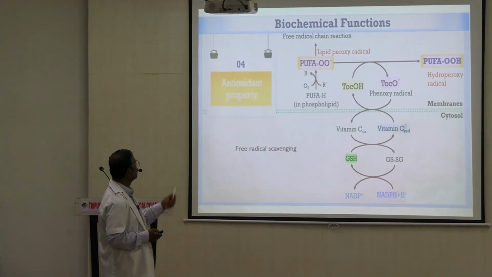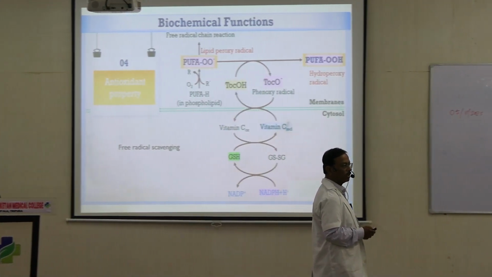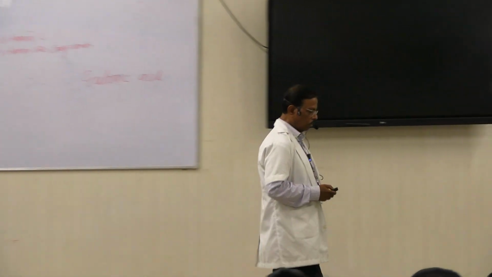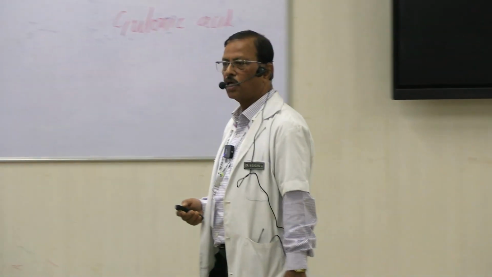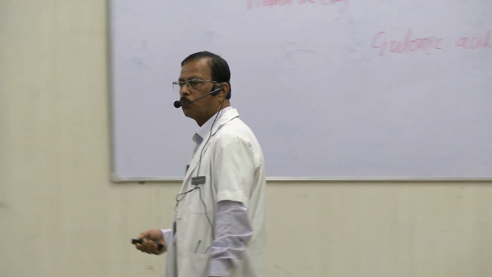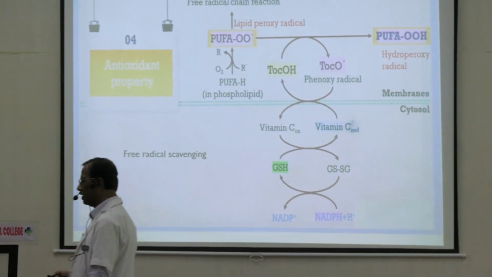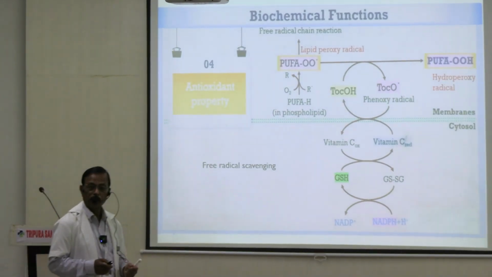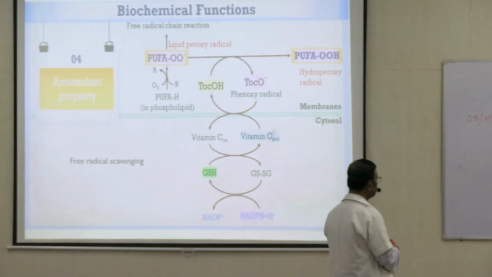Now, biochemical function in regard to the antioxidant. The natural antioxidant is highly responsible for body antioxidant function. Now we have the cell membrane. The cell membrane has polyunsaturated fatty acid. PUFA means polyunsaturated fatty acid. The cell has polyunsaturated fatty acid in phospholipid. We have a lipid bilayer membrane in the cell.